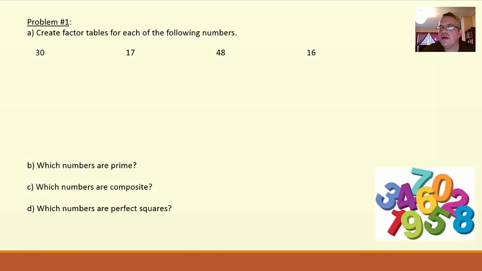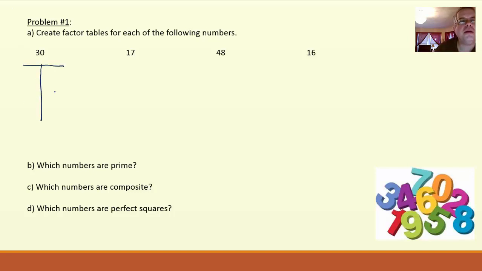Okay, so we're going to create factor tables for numbers, and then we want to review what is a prime number, what is a composite number, and what's a perfect square number, all of that. Okay, this won't be so bad. To find all the factors of a number, it's very convenient to make a table. So start by making like a T-chart.